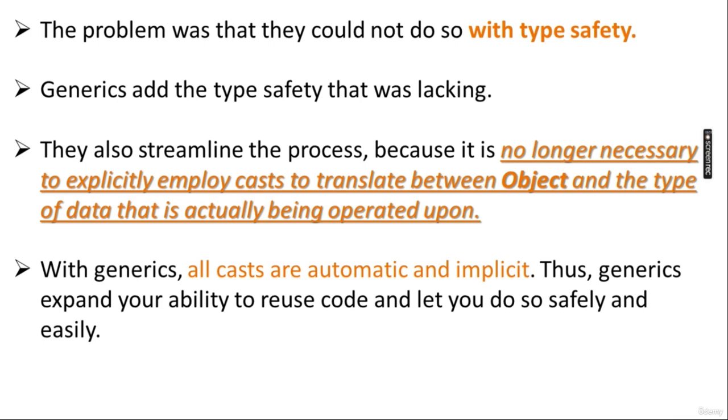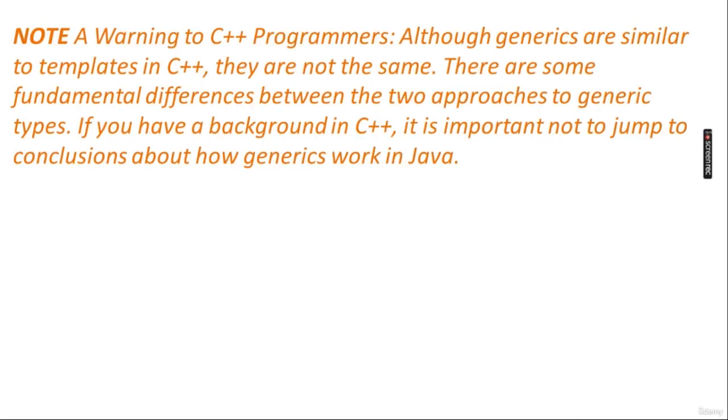But in generics, it is no longer necessary to explicitly employ casting to translate between Object and the type of data that is actually being operated upon. All casts are automatic and implicit. You don't have to worry about it. Thus, generics expand your ability to reuse code and let you do so safely and easily.